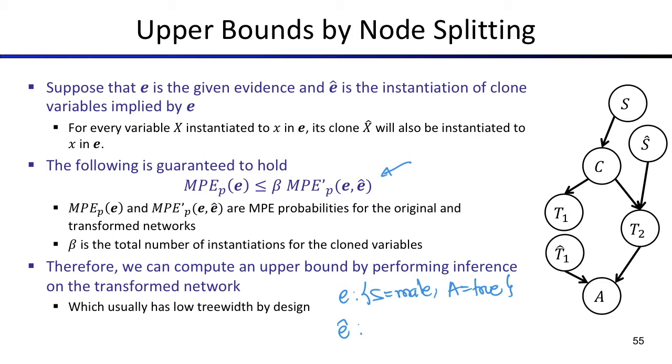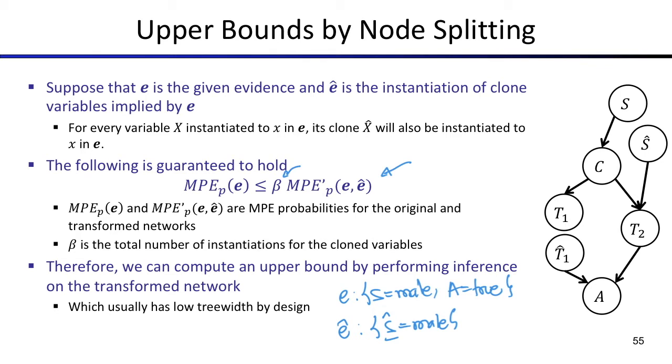And in this case, as we are splitting S variable and also T1, but we are not splitting A, in this case we only take S hat equal male, right? So we're going to apply this evidence also to this S hat variable. And this beta here is the total number of instantiations that we have in the cloned variables.